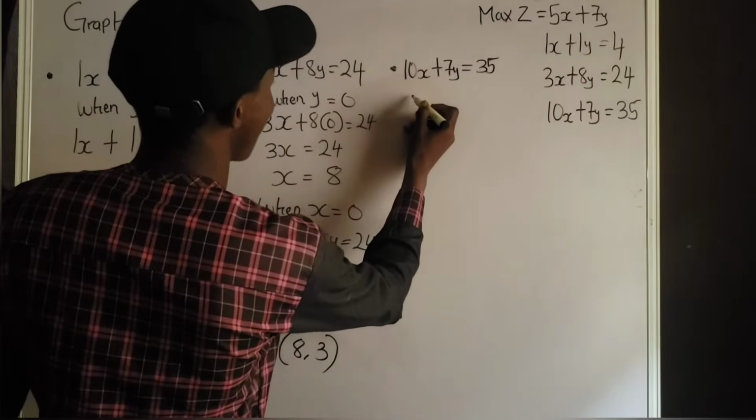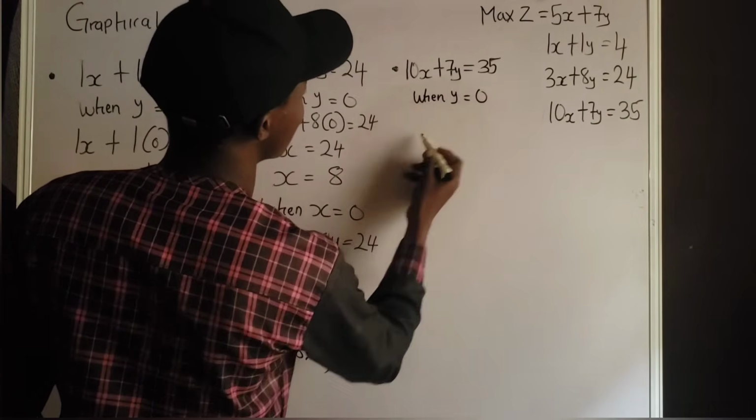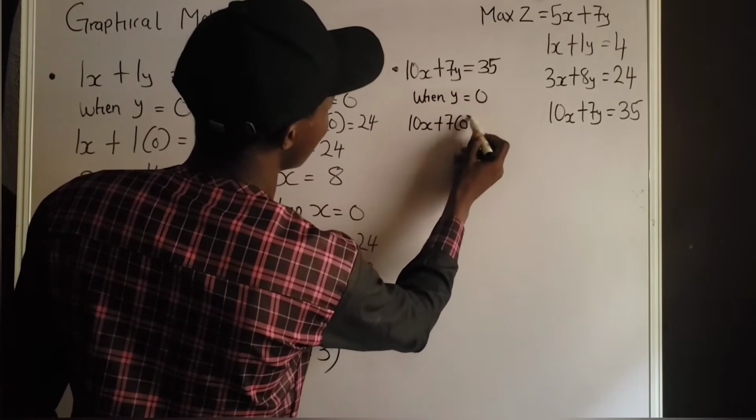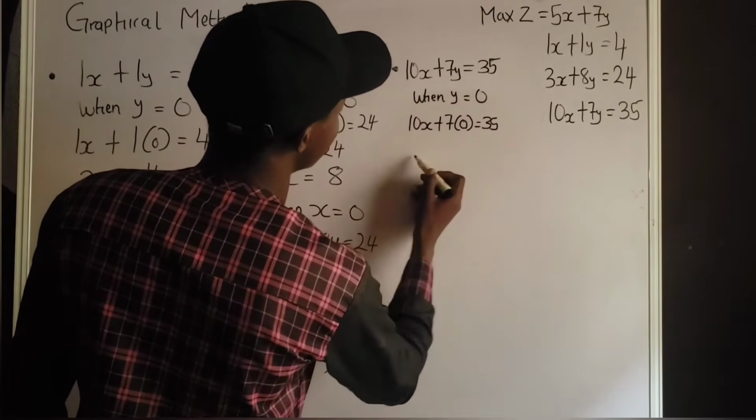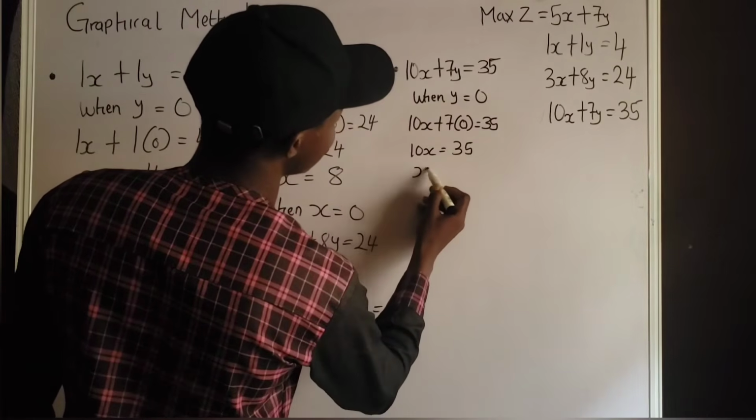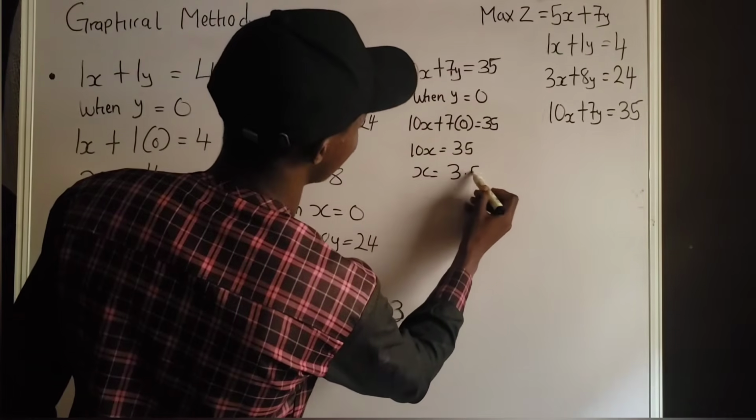Okay, now let's assume that the company is not producing any unit of product y. So I'm going to set y equal to 0. So I'm going to have 10x plus 7 into bracket 0 is equal to what? 35. So 10x is equal to 35. x is equal to 35 divided by 10, that is 3.5. So x is what? 3.5.